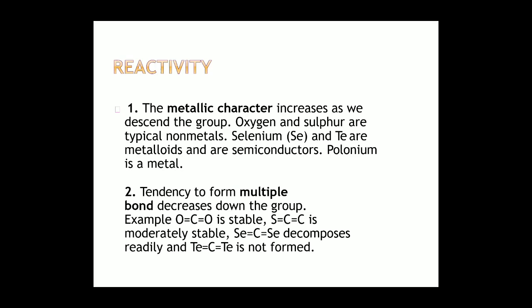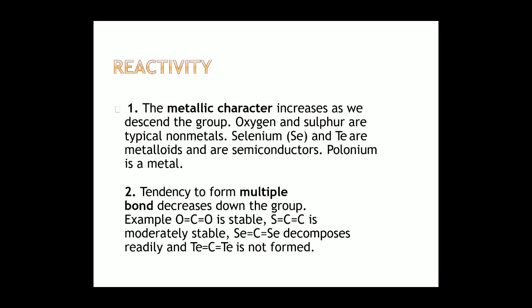Now we are coming to the point: what is the reactivity? What is the trend in this group 16? Number 1, what is the metallic character? The definition: the element which can donate the electron easily is said to have metallic character. The metallic character increases as we descend the group. Oxygen and sulfur are typical nonmetals. Selenium and tellurium are the metalloids and semiconductors, and polonium is a metal.